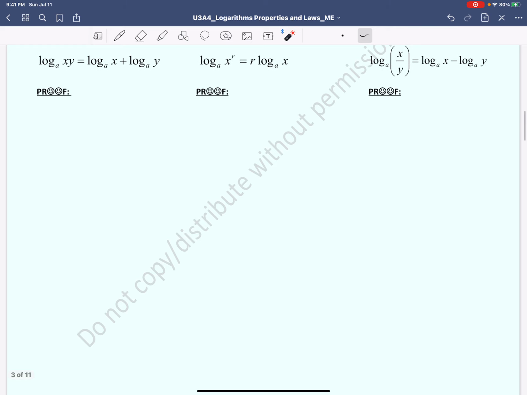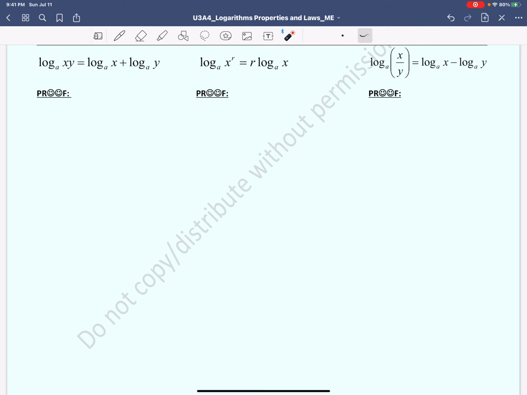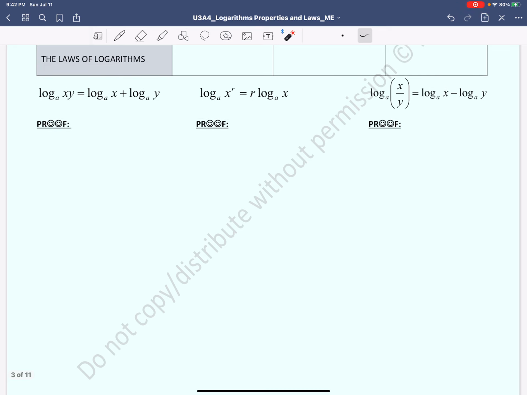And remember that it is very, very important that not only do we use formulas, but we also understand where they come from, because that deepens our understanding and our ability to use the formulas in the right place and in the right way. So let's get started with the product law. Log with base a of xy equals log with base a of x plus log with base a of y. So I'm going to rewrite this formula down here. So we are trying to prove that the left side equals the right side.